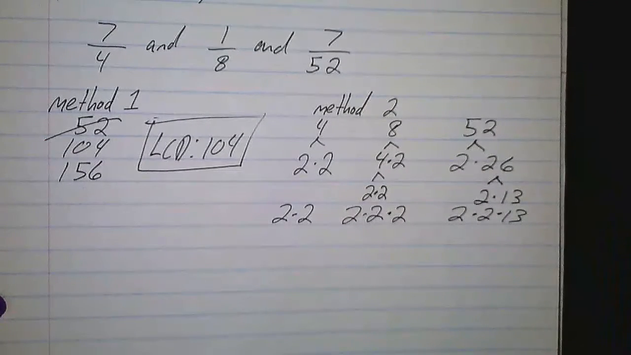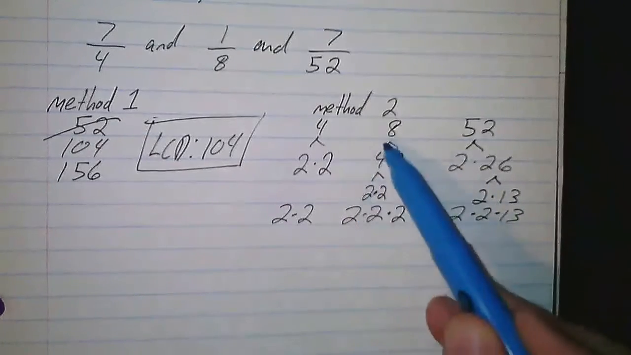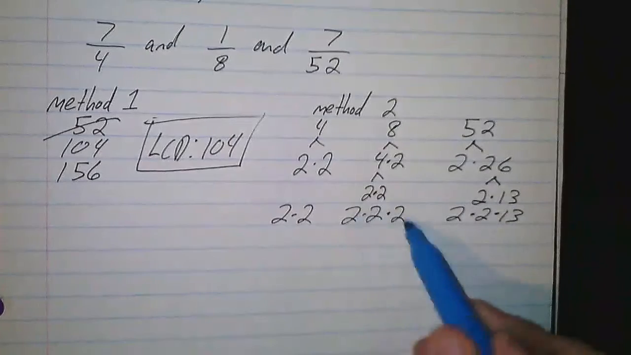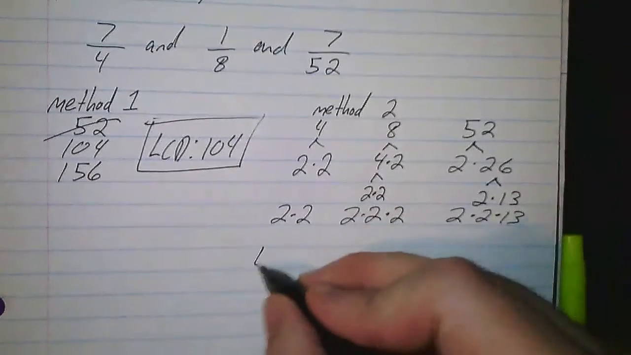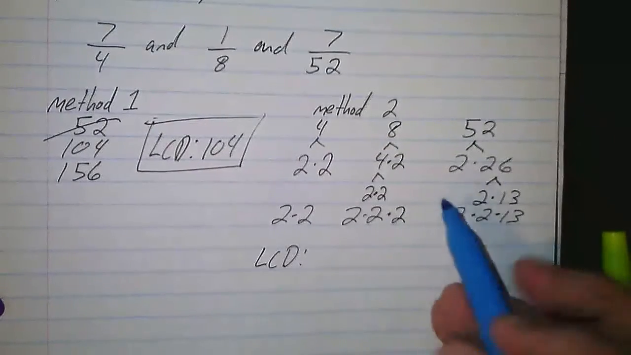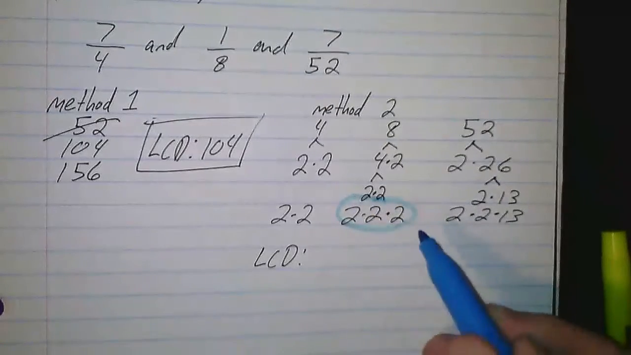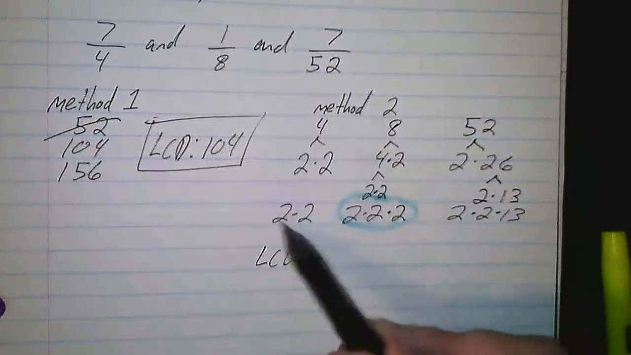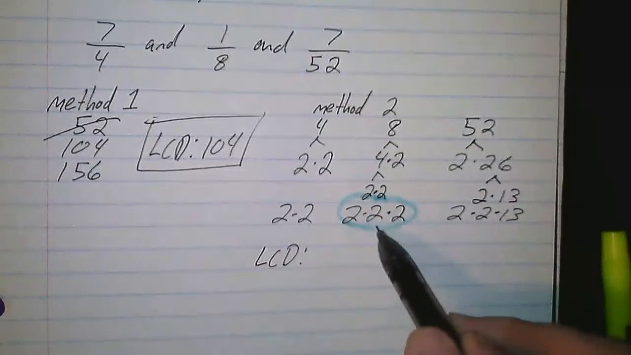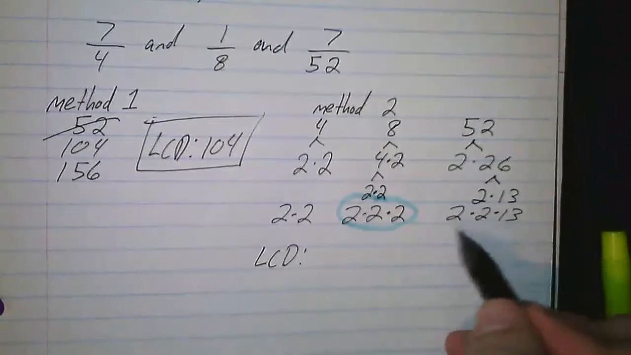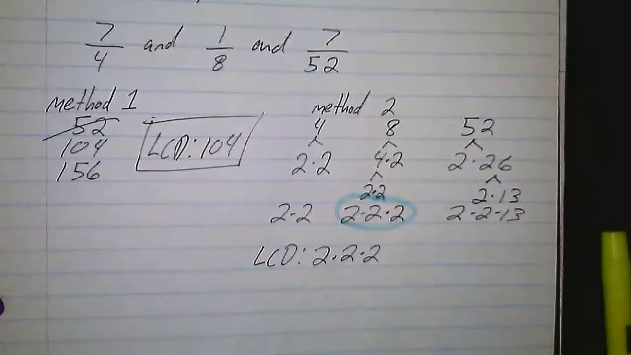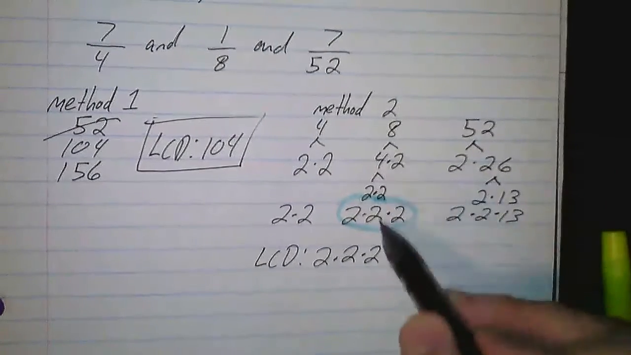So the rule here is that we look at each factored denominator. And the question is, how many times do we write the factor of 2 in our LCD? So here's the rule. And it's a bit confusing, but it's the greatest amount of times you see the factor in any one denominator. So how often does the factor of 2 occur in each denominator? It occurs twice as a factor of 4. It occurs 3 times as a factor of 8. And it occurs twice as a factor of 52. So we take the greatest number of times we see the factor in one factored denominator.